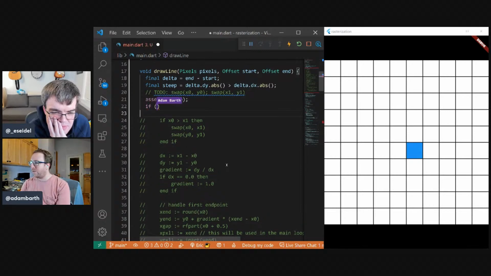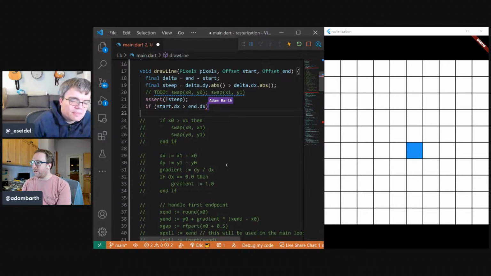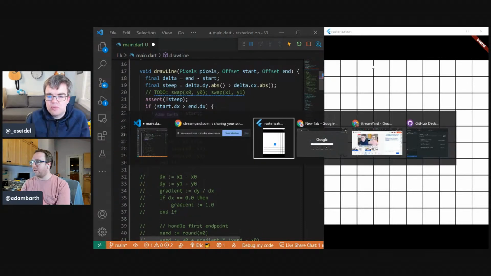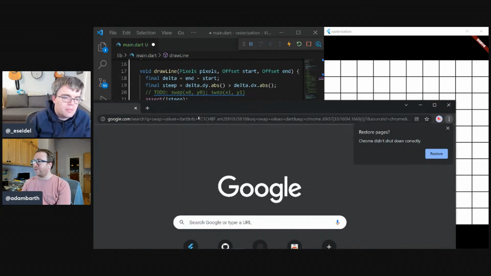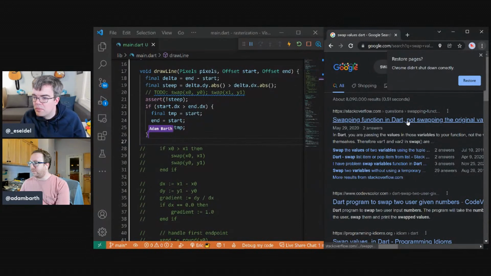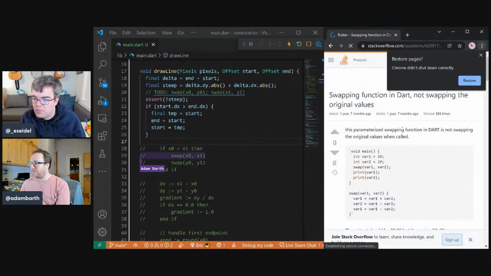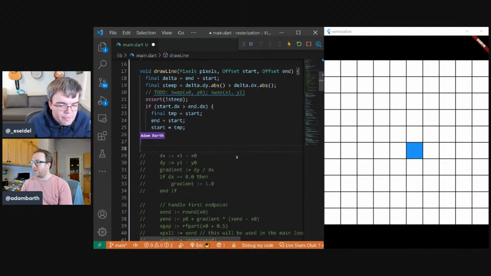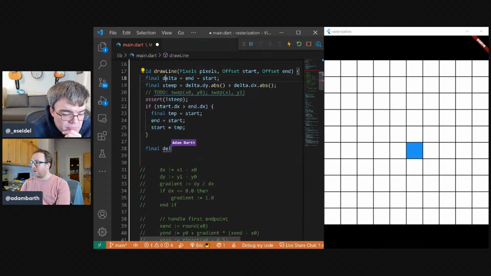So we can say if start dot dx is greater than end dot dx, then swap. Is there a nice way to do swapping in Dart? I don't know of one. I know that so rarely. Okay. Oh, this works. Okay, we already have dx, dy. Oh, they're the wrong ones, though. We have to update it now. Okay, so let's write this. So final delta equals, and let's start again.